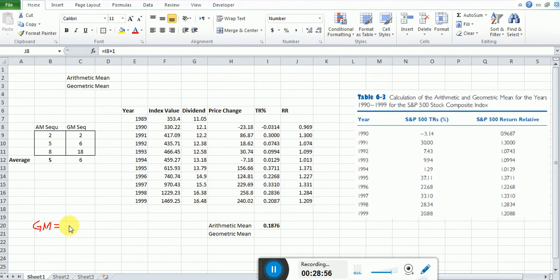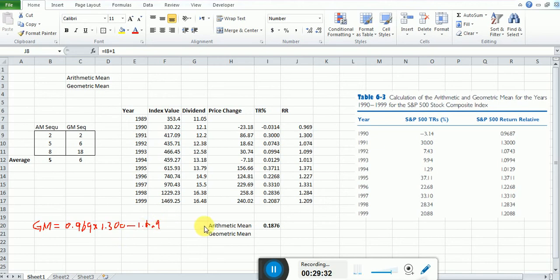So we have 0.9, we have 0.969, right? And then you have to multiply this with 1.3, and you have to continue this up to 1.209, 1.2209, right? I'm sorry for this.